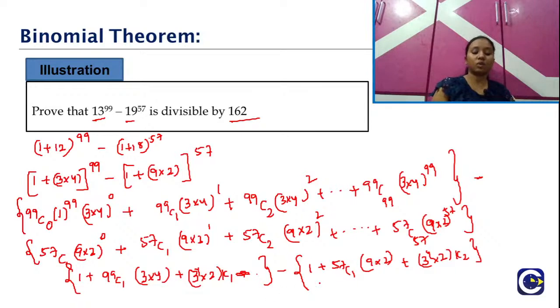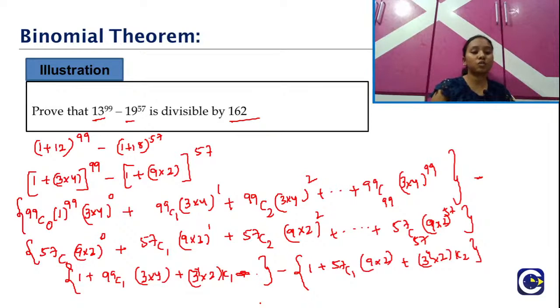Right, so then you can take 162 common and we'll be having this term, because 3 power 4 into 2 is nothing but 162. So that is the only reason why I have represented it in this manner. But you can do this further simplification. There is no issue here.